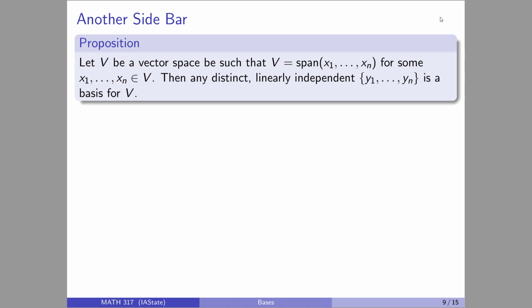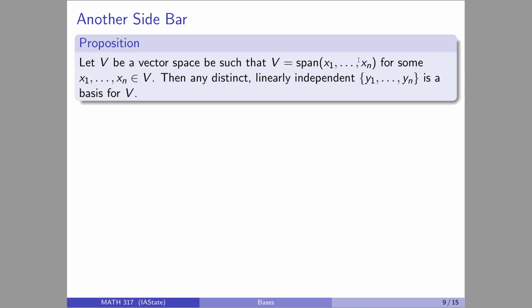Then, for any distinct linearly independent collection of vectors, that needs to be a basis, right? So if you have n distinct linearly independent vectors, that must be a basis. Note, y1 all the way to yn, not necessarily even related to x1 to xn. You're just in the situation where you are being spanned by a finite number of elements of the set. Then any distinct linearly independent collection is going to be a basis.